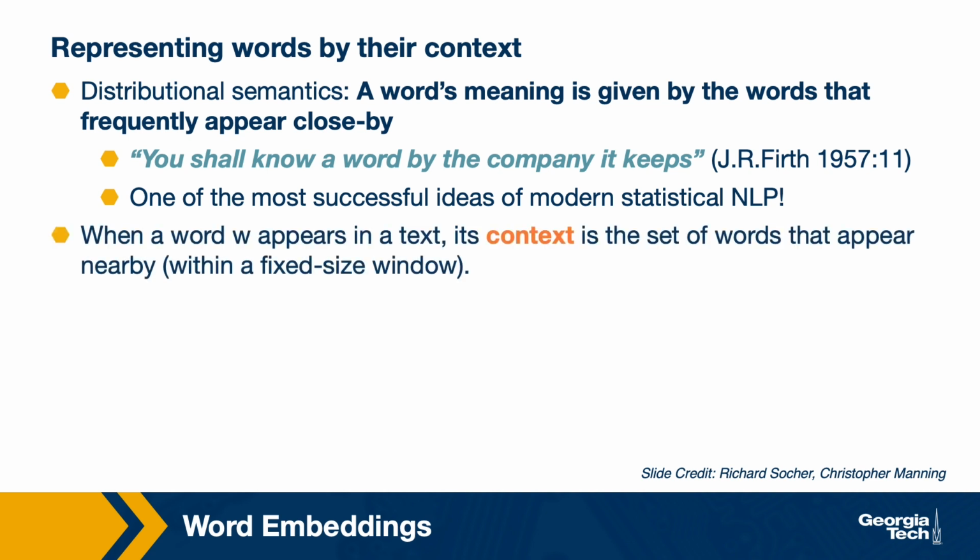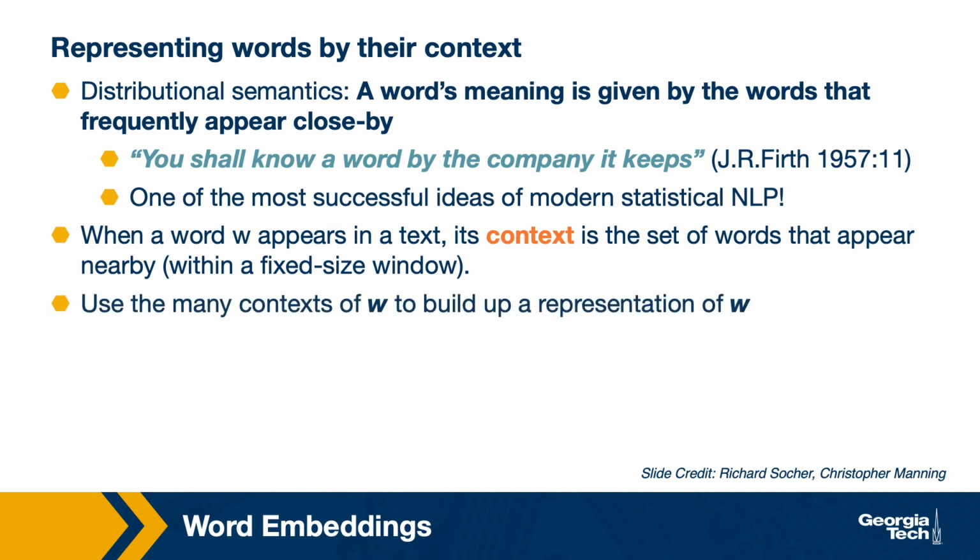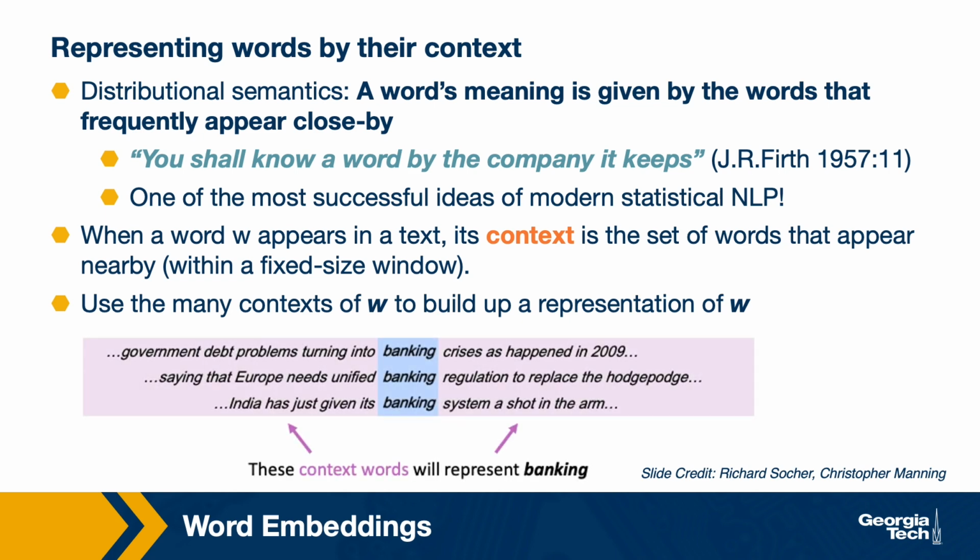When a word W appears in text, its context is the set of words that appear nearby within a fixed-size window. And then you can use the many contexts of W to build up a representation of W. So the meaning of a word can usually be inferred by the words surrounding it. For instance, for the example of banking, if we know the context of many examples where banking is used, we can infer the meaning of it.